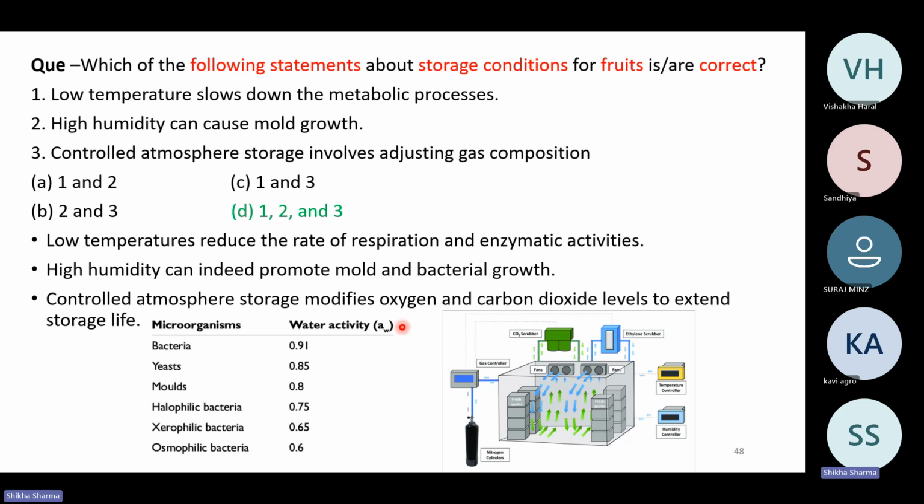In controlled atmosphere, they can be put under 1 to 3% of oxygen, and carbon dioxide level maybe 1 up to 4%. They'll be stored, and the temperature will also be low, like refrigeration temperature. That's why the shelf life of apple increases to maybe 6 months, 8 months. So these three statements are correct.